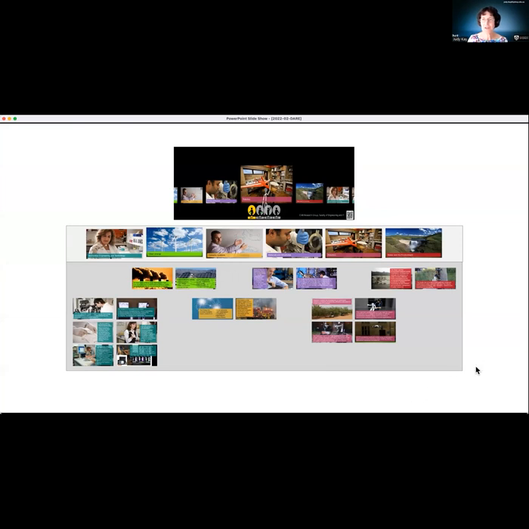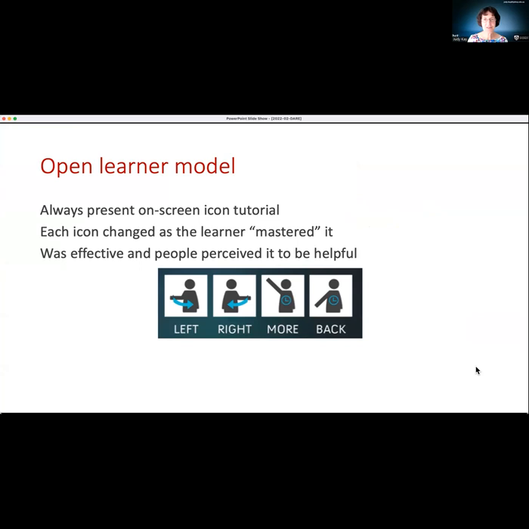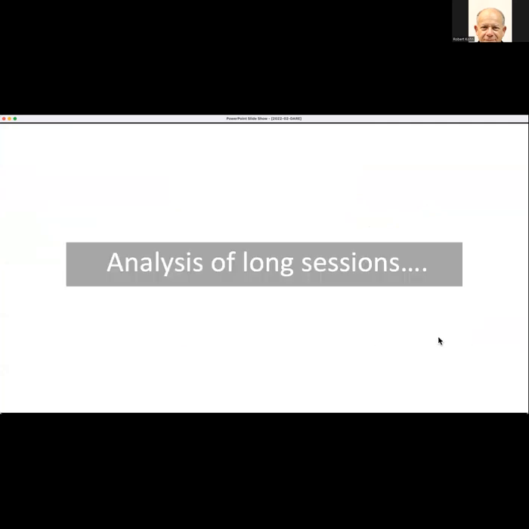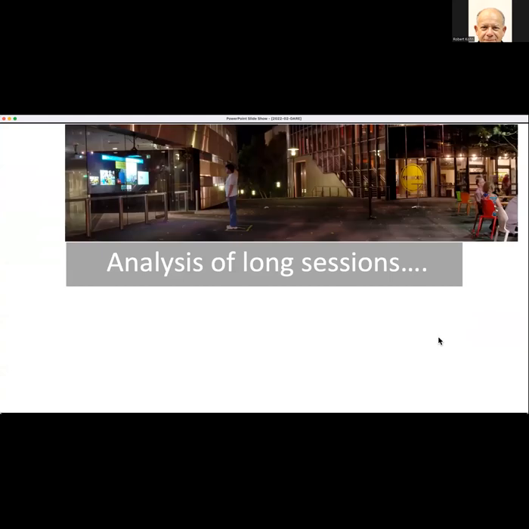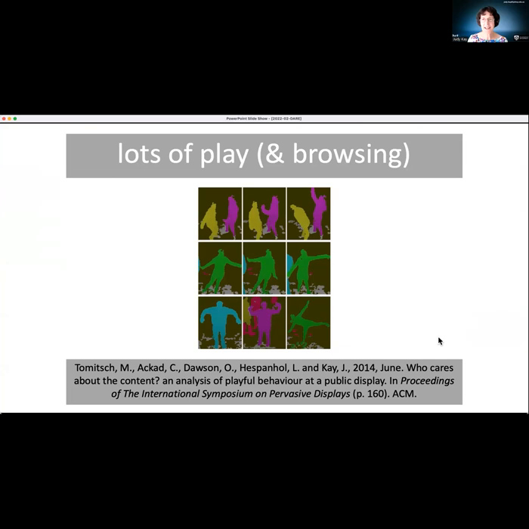So what did we do? We built an open learner model. And in fact, what happened is this was sort of on-screen documentation, but as you did each gesture, it changed color. And so you could see your progress, and that was extremely effective. We also did interviews and people talked about it. We also discovered people doing silly things and playing.